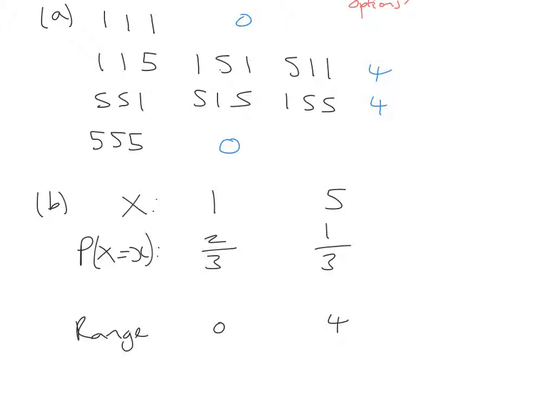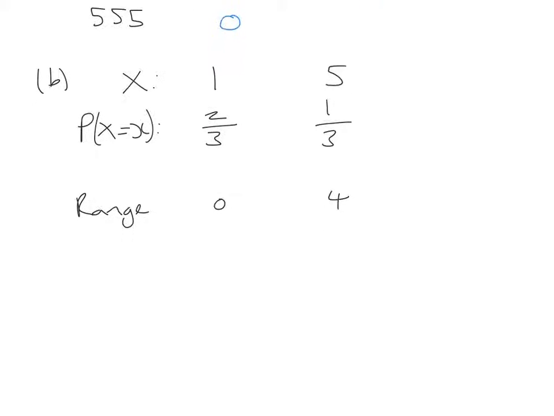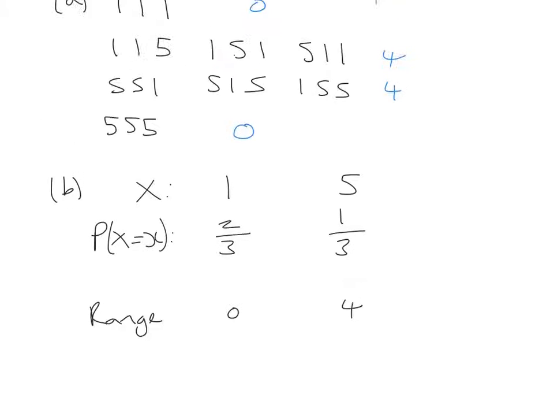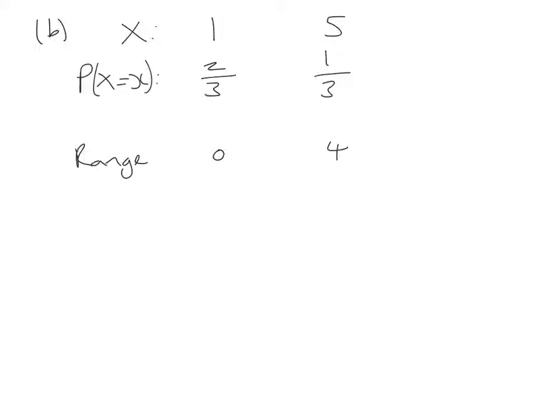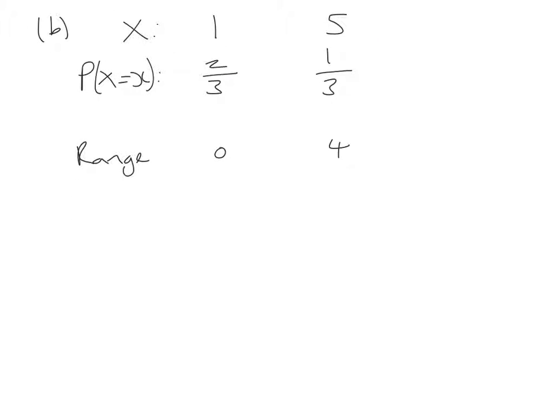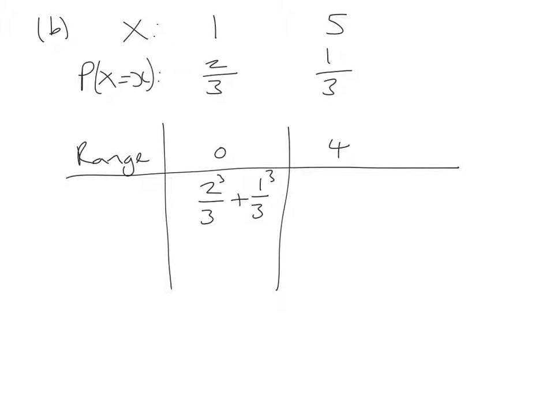or it's 4, and the probability of there being a range of 0 is either 3 1s or 3 5s. So that's going to be, the probability of getting 3 1s is 2/3 to the power of 3. We also need to add to that the probability of getting 3 5s, which is 1/3 to the power of 3. Just going to draw a little table here to help divide up the work. We'll work that one out in a minute, but let's look at 4 now.